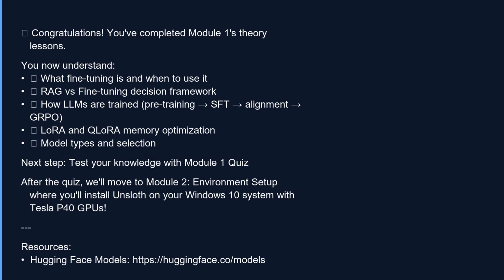Congratulations! You've completed Module 1's theory lessons. You now understand what fine-tuning is and when to use it, the retrieval augmented generation versus fine-tuning decision framework, how LLMs are trained, pre-training, SFT, alignment, GRPO, low-rank adaptation and quantized low-rank adaptation, memory optimization, model types and selection. Next step, test your knowledge with the Module 1 quiz. After the quiz, we'll move to Module 2, environment setup, where you'll install Unsloth on your Windows 10 system with Tesla P40 GPUs.